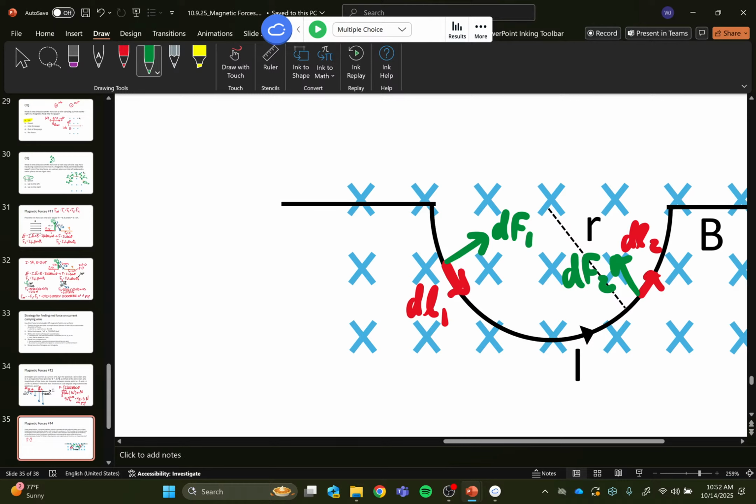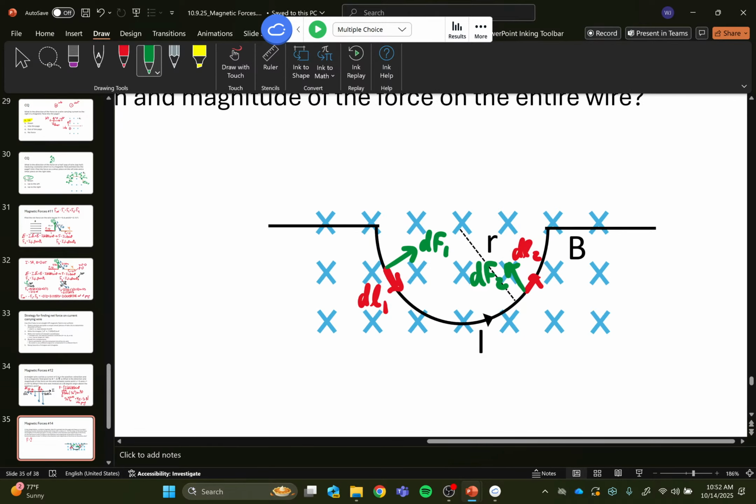Is the force always drawn from the tail? Yes, that's a great question. Whenever we draw these vectors, we do draw them starting at the tail. That's just convention. It's convenient that way.